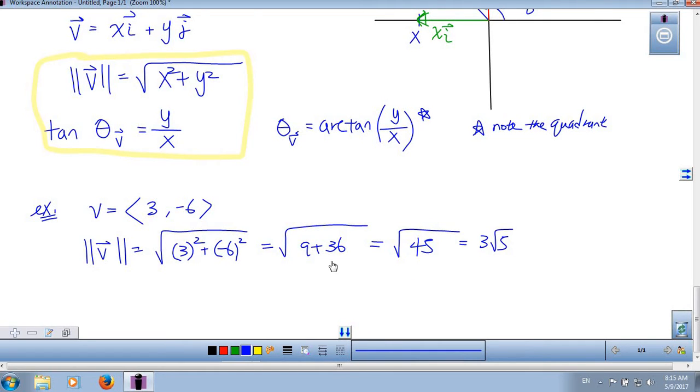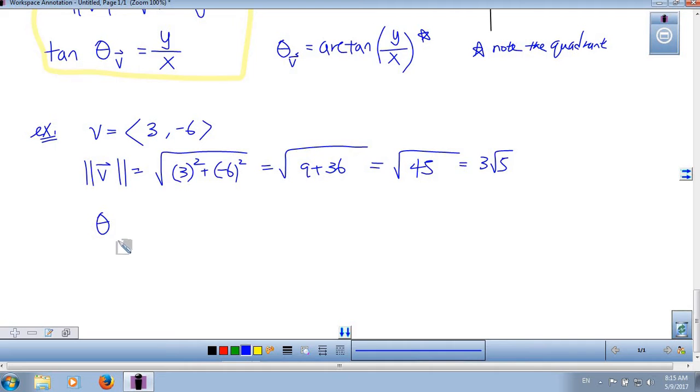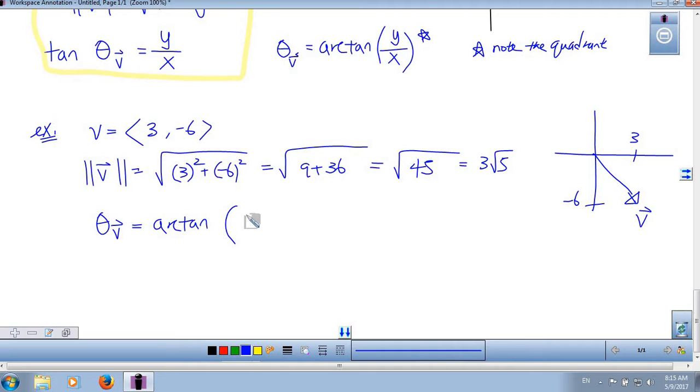Now, before we find the angle theta of v, let's ask ourselves which direction this points to. 3, negative 6 is pointing to the 4th quadrant, right? Because 3 is positive and negative 6 is down here. So in a rough sketch, vector v is pointing down in the 4th quadrant. So we don't have any problems doing arctangent of y over x. It will be arctangent of negative 2.